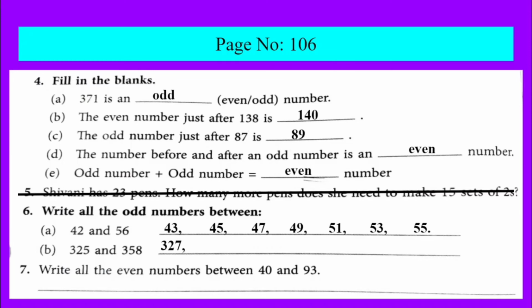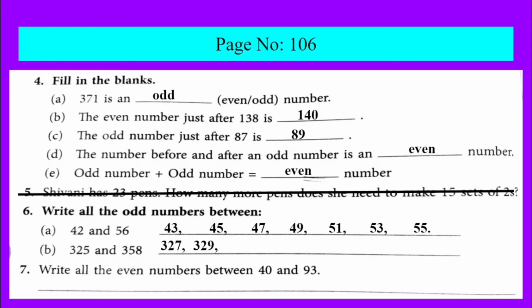So the next number after 327 is 328. It is also an even number. So we can't write it here. The next number after 328 is 329, which is an odd number. So we can write it here. Now after 329, the next number is 330.